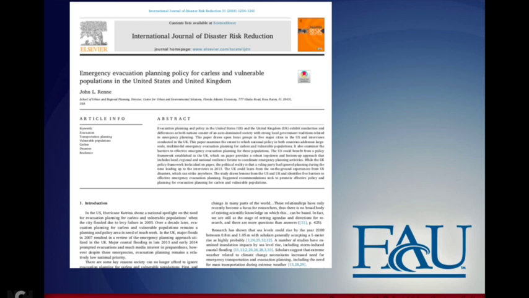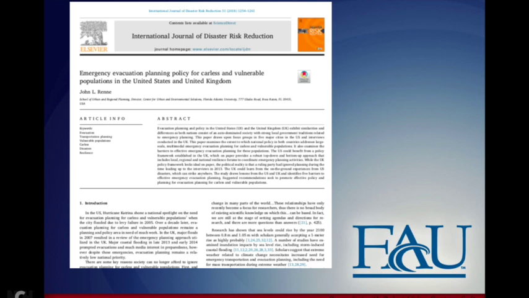When looking at research and practice in the United Kingdom, due to the lack of disasters that would necessitate evacuations among carless and vulnerable populations, practice and research are both somewhat limited. And recent incidents that drive policy have been terrorism focused, because that's been their biggest challenge in recent years. They've had some flooding events that have prompted evacuations, but it's not been on a large scale like what we've seen in the United States.